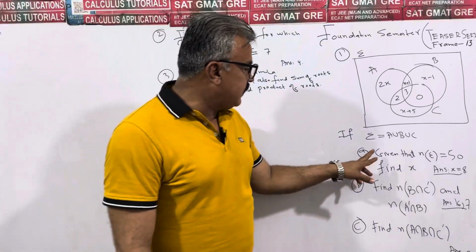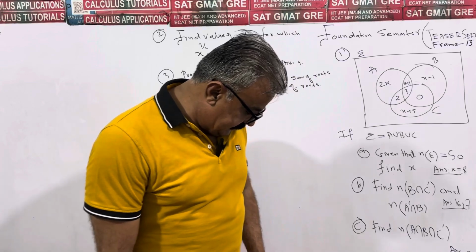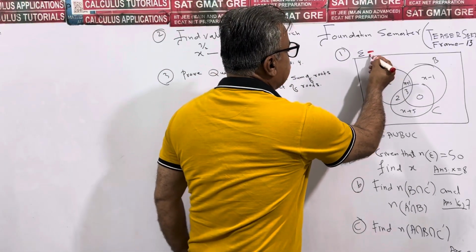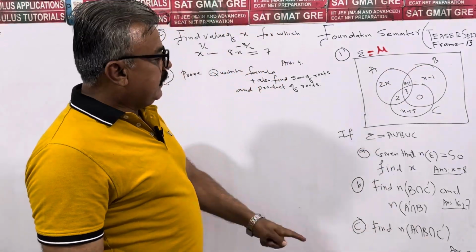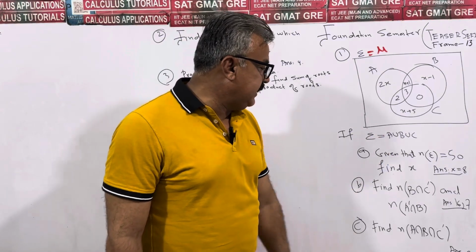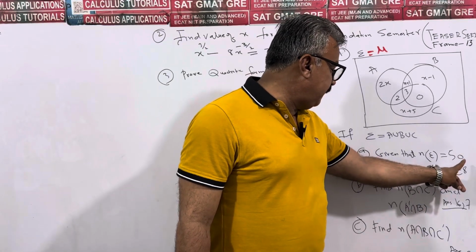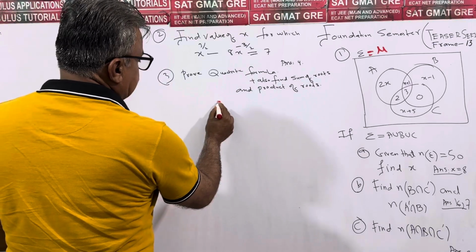Furthermore, epsilon shows the universal set. Normally the universal set is written by you, but here in this book it is denoted by E. It is given that E comprises A, B, and C. Given that the total number of elements in the universal set is 50, find the value of x. Let's see question number one.